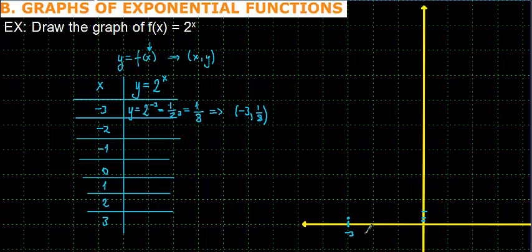Okay, then when x is equal to -2, y is equal to 2 to the power of -2, which is equal to 1 over 2 to the power of 2, and it's equal to 1 over 4. So this is going to be the point -2 and 1 over 4. So our graph is going to pass through these points.